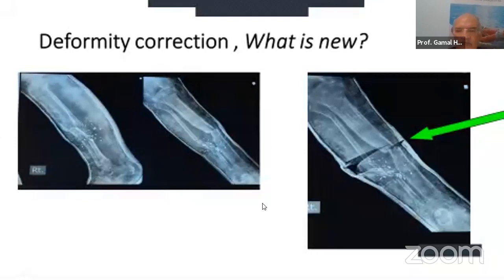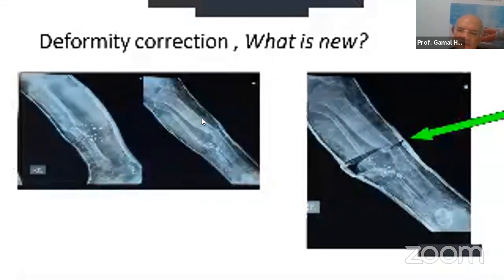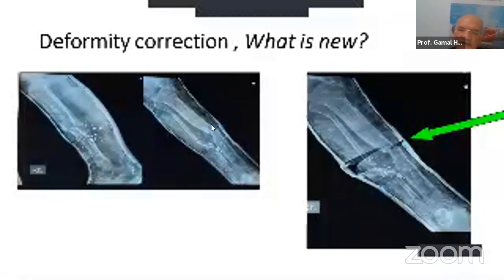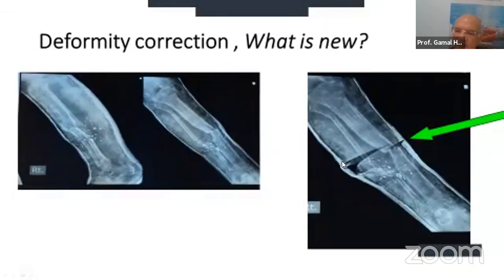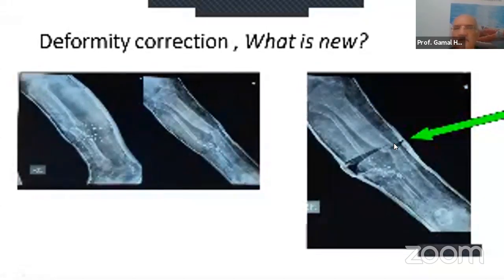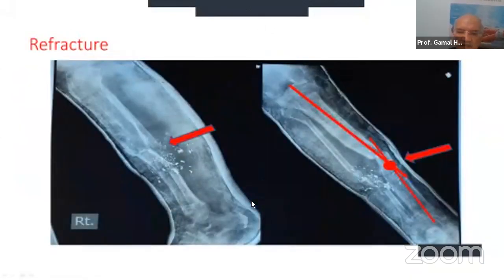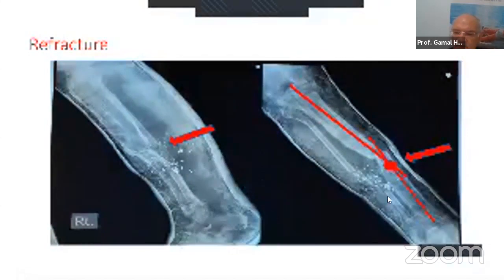Again, wedging the cast. It's exactly how we deal with the deformity. In this situation, we have a fracture and we have a deformity, and we do wedging cast. You see here the site of the fracture. When we do the wedging cast, we don't do it exactly at the site of the fracture because we consider the fracture as a deformity. So we deal with the fracture as a deformity.